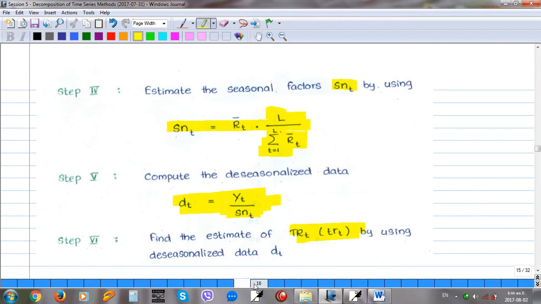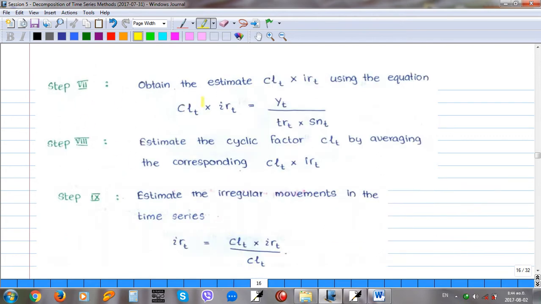Then step 7, obtain the estimate of CLT multiplied by IRT by using the equation CLT multiplied by IRT equals YT over TRT into SNT. So then you can find the multiplication of cyclic component and irregular component by using this equation. Step 8, estimate the cyclic factor. Then you can find the cyclic factor by averaging the corresponding CLT into IRT.